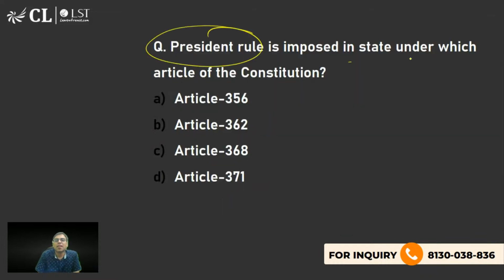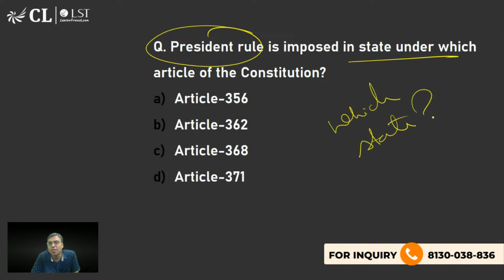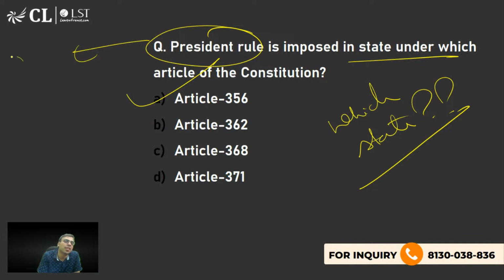President's rule is imposed under which article? And recently, which state has witnessed this? In which state have we seen president's rule being imposed by the governor? And who is the governor of that state? Yes, A. President's rule is also called constitutional emergency, state emergency.